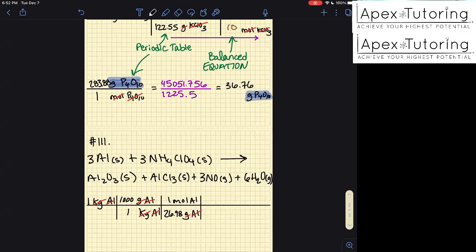Use the balance equation. Okay. What unit should we put on bottom? Moles of aluminum. And what unit should we put on top? Moles of NH4ClO4. Good. Okay. And what numbers do we put in front of each of those?